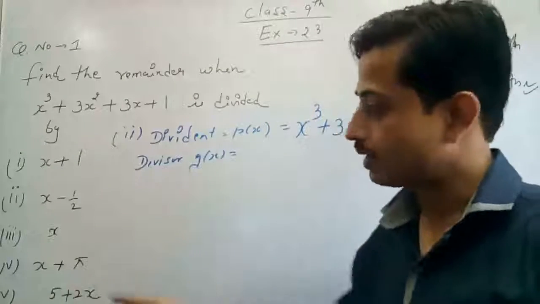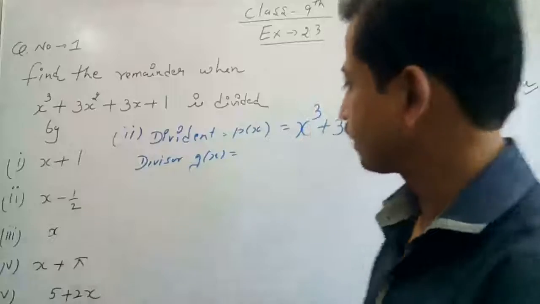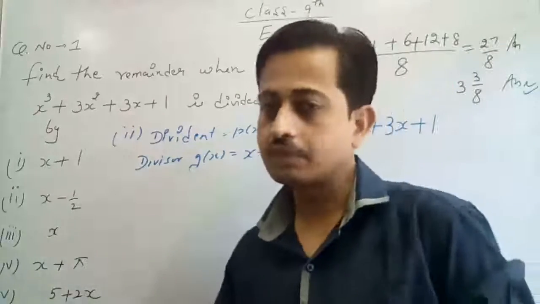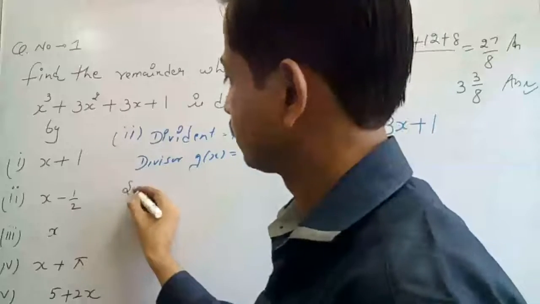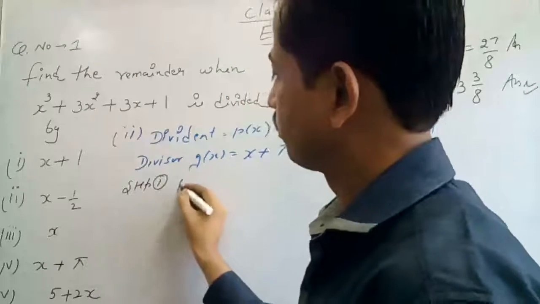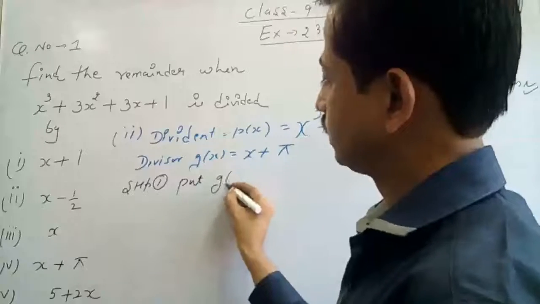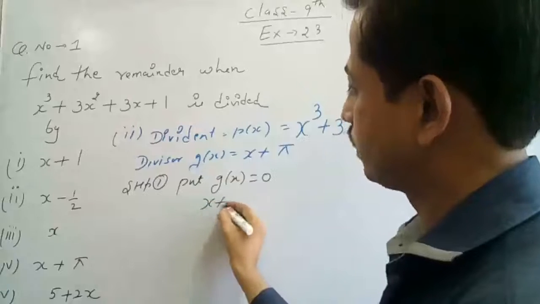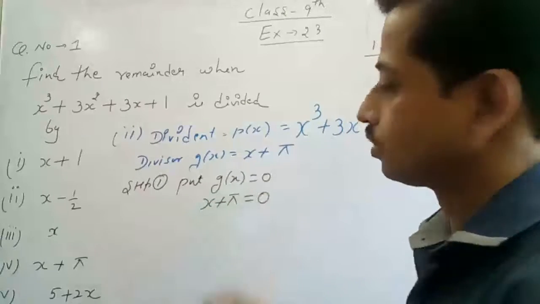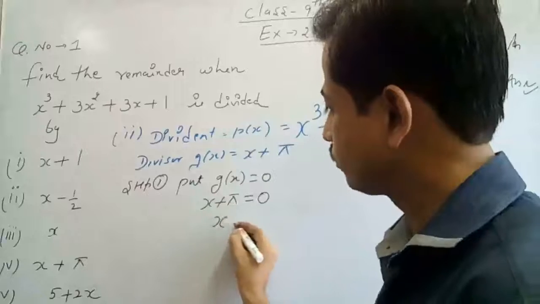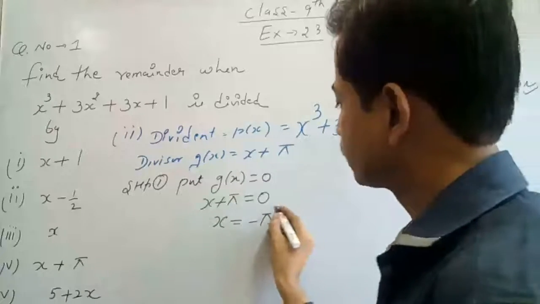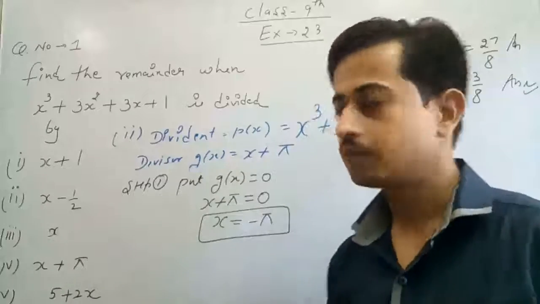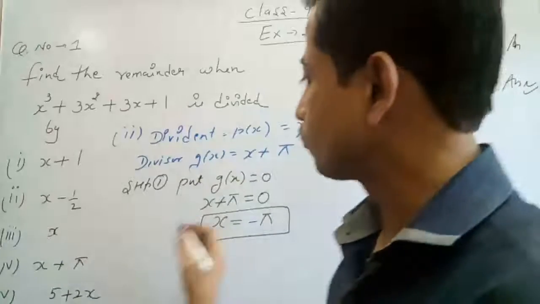Now what is our fourth part? x plus pi. Steps are same. Step 1, put g of x is equal to 0. Now solve this. x plus pi is equal to 0. If we solve that, we will get x is equal to minus pi. Now what's our second step? Put it in the p of x polynomial.